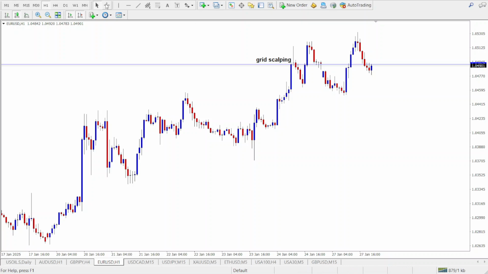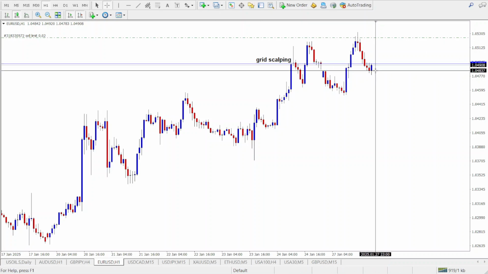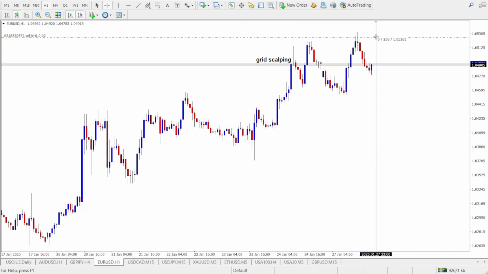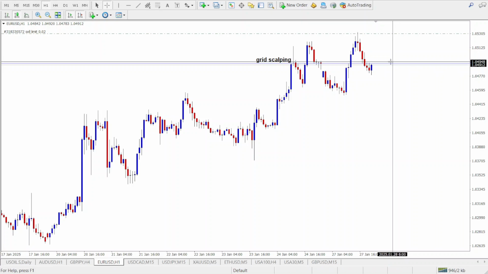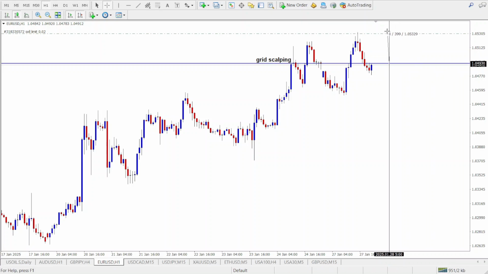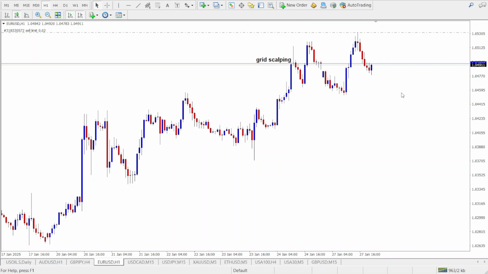So assuming we want to practice grid scalping at this time, we can decide to place a sell limit around here. You can use a fixed number of points. So we can decide using a difference of 400 points, or perhaps a difference of 500 points. So this is going to be for a sell.